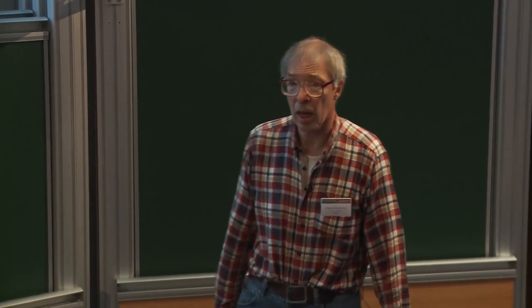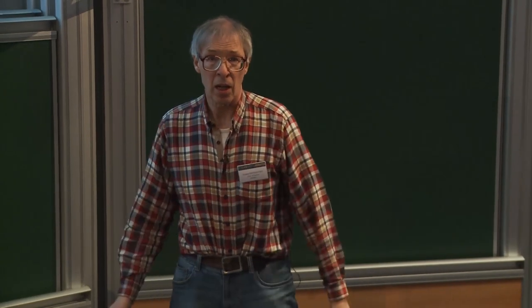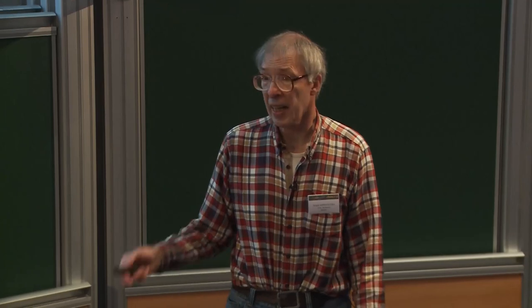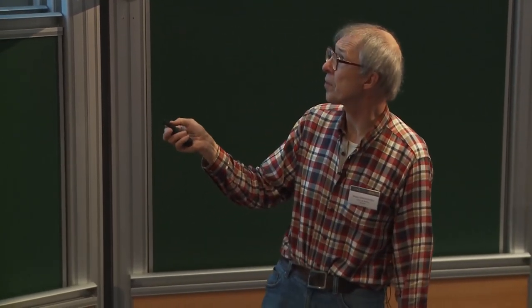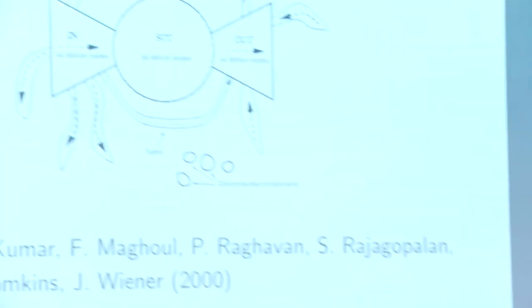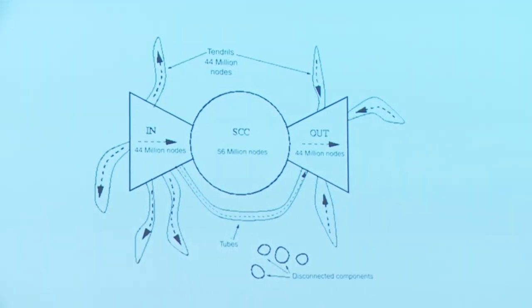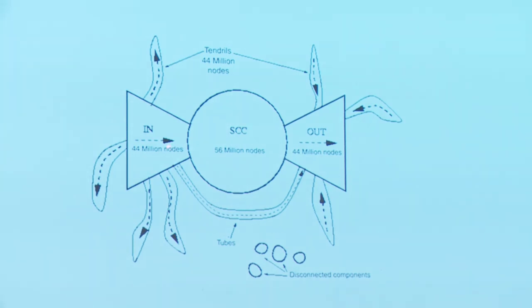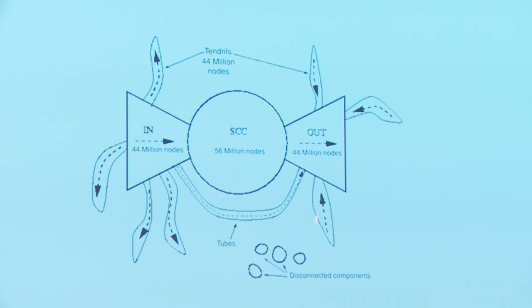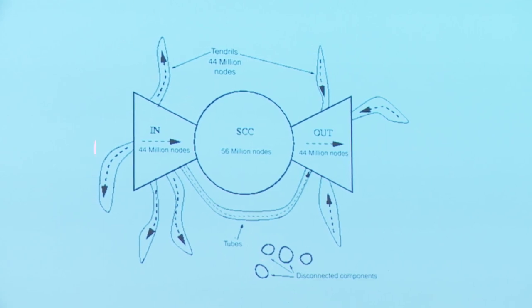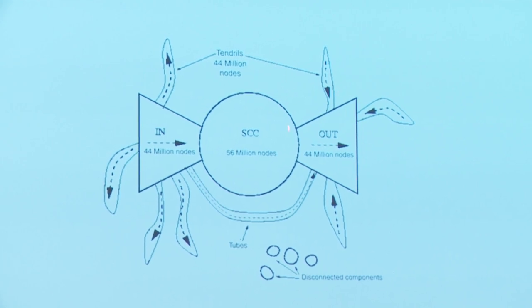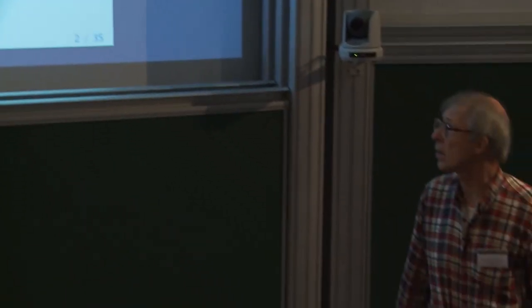But you see that apart from this giant component, there are smaller objects which they call tendrils and tubes, which go around the strongly connected component. Out tendrils go out from the in component, and in tendrils go into the out component. And maybe it's not well visible, but I think it was about the network obtained from Alexa engine, which now doesn't exist.